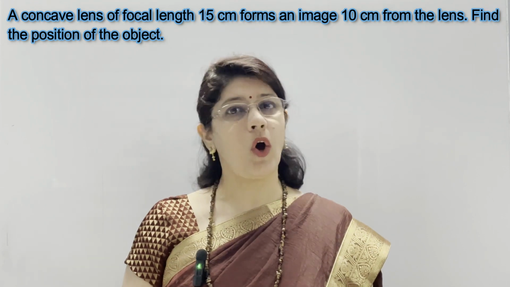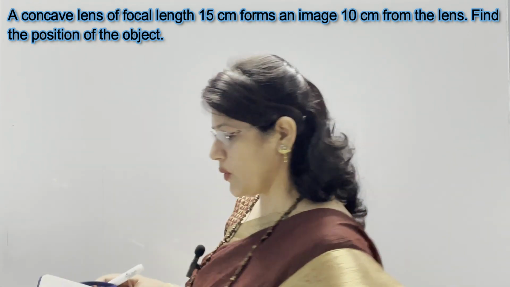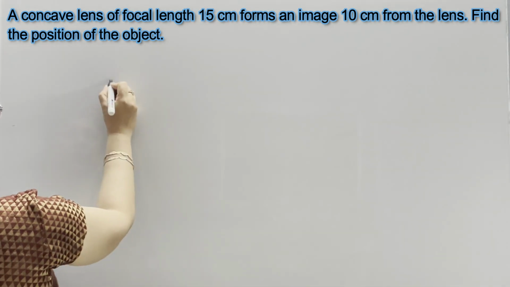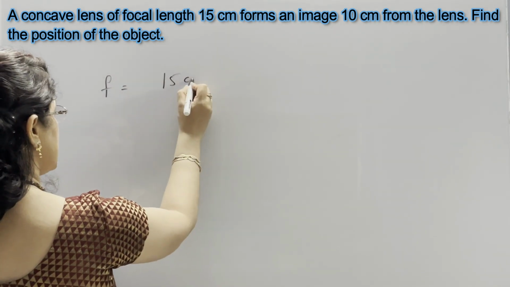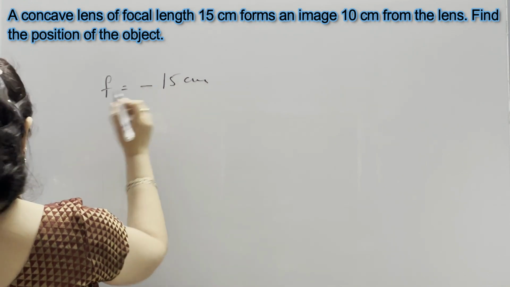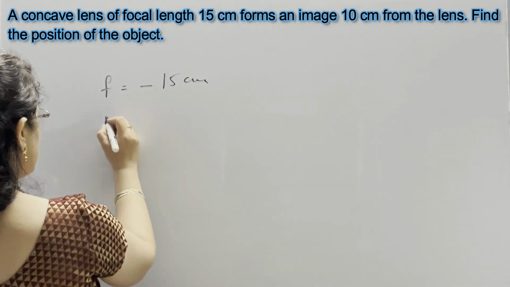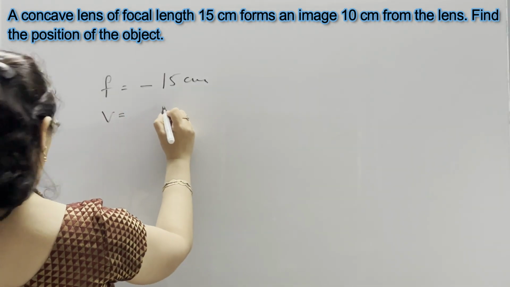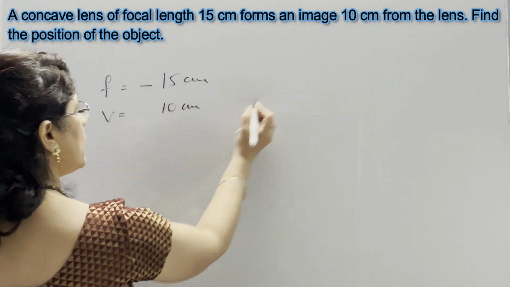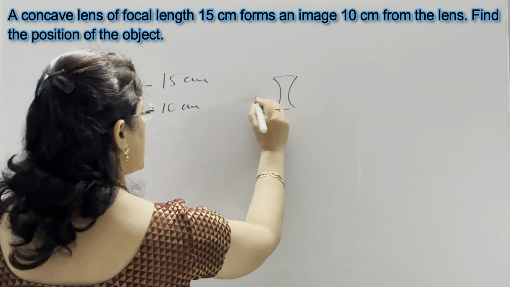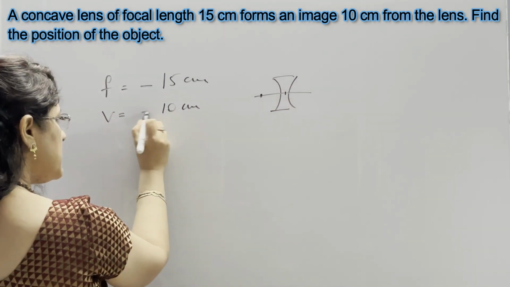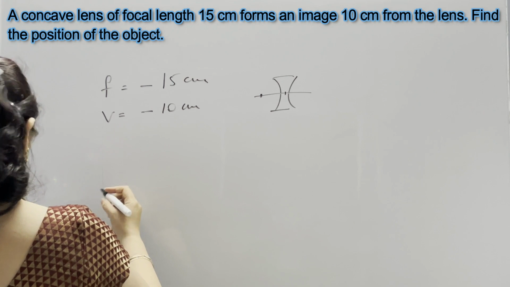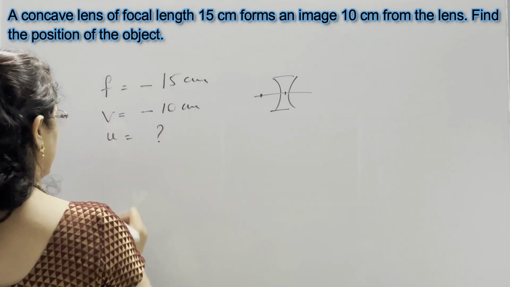The position of the object we have to find here. So the focal length of the concave lens is given as 15 centimeter, but we know that we have to take a negative sign here. And the image is forming at a distance of 10 centimeter, and in case of a concave lens, the image is forming on the left hand side of the lens. So we have to take a negative sign here also. Now we have to find the position of the object.